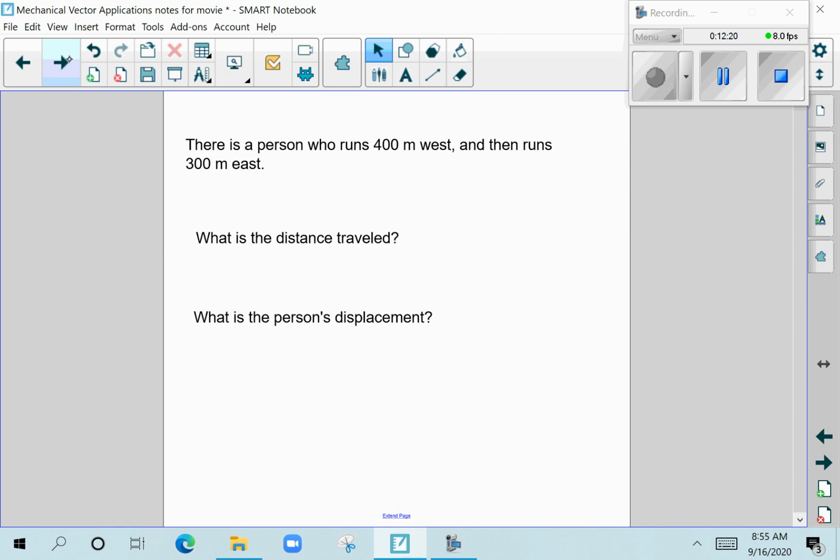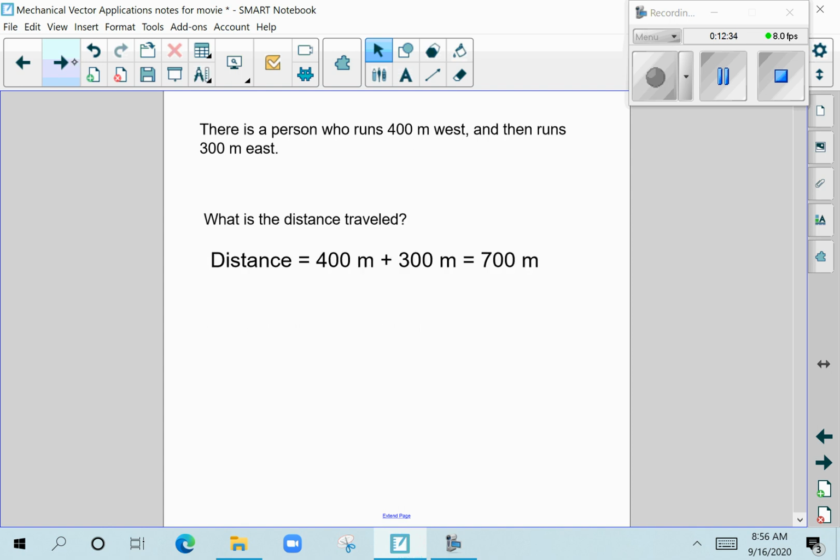These are far more intuitive for us. We think much better in terms of north, south, east, west than we do in terms of angles. A person runs 400 meters west, then 300 meters east. What's the distance they travel? What is their displacement? Distance traveled is very intuitive. I ran 400, I ran 300, that's 700 total.